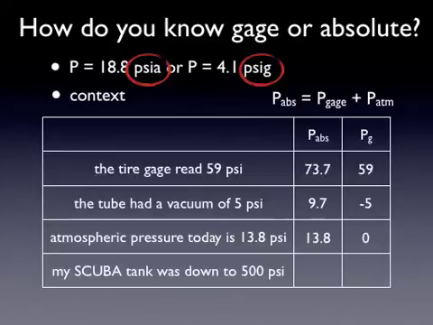My scuba tank was down to 500 psi. That's a gauge reading, so it's 500 gauge, and that would be an absolute pressure of 514.7.